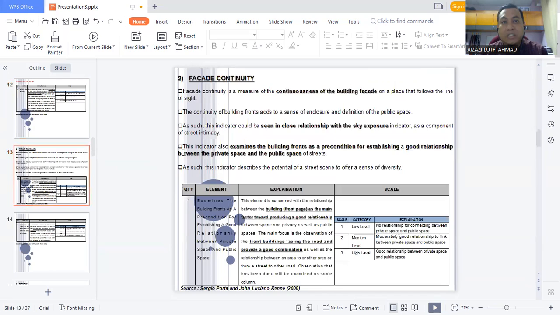The second indicator is facade continuity. Facade continuity relates to measuring the continuity of the building facade. They also have scales. There are 3 scales to measure the building facades: scale 1 is low level, scale 2 is medium level, and the third scale is high level.